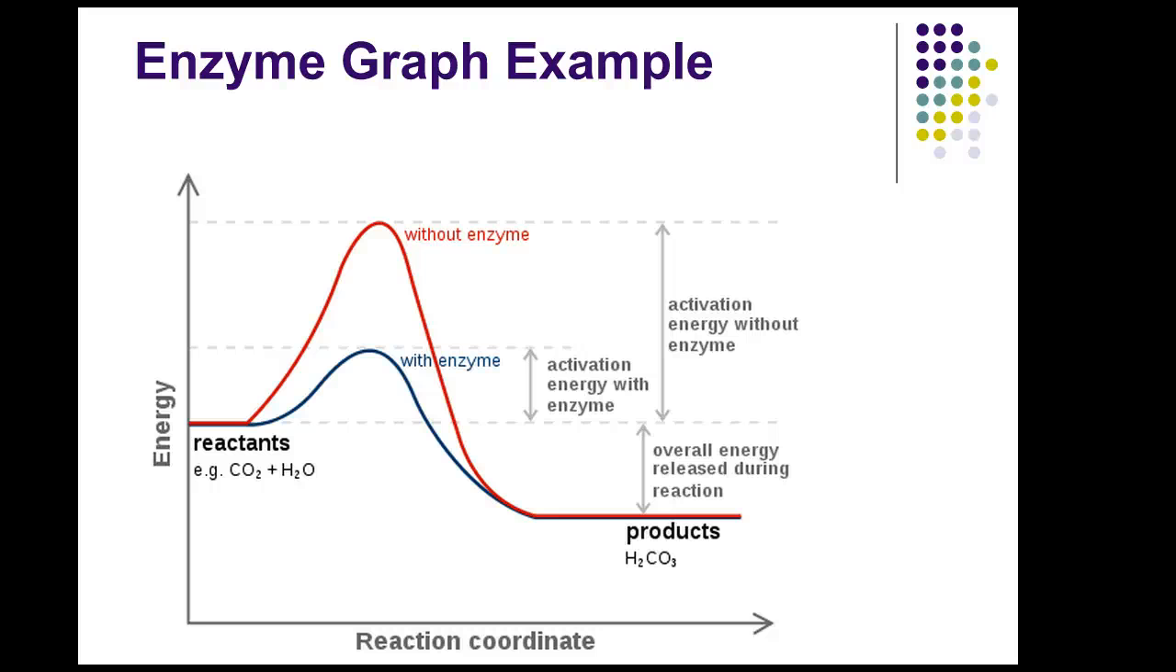All right, another enzyme graph example. You guys can see the red line is the energy required without the enzyme, and then the blue line is with the enzyme. Again, lowering that activation energy.